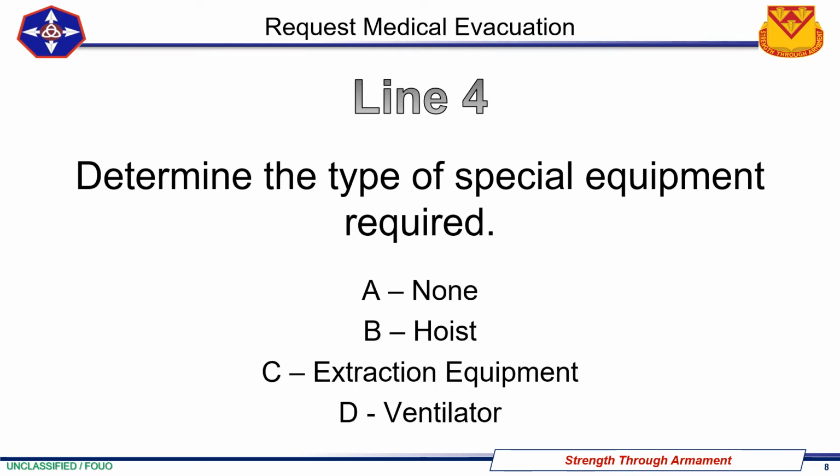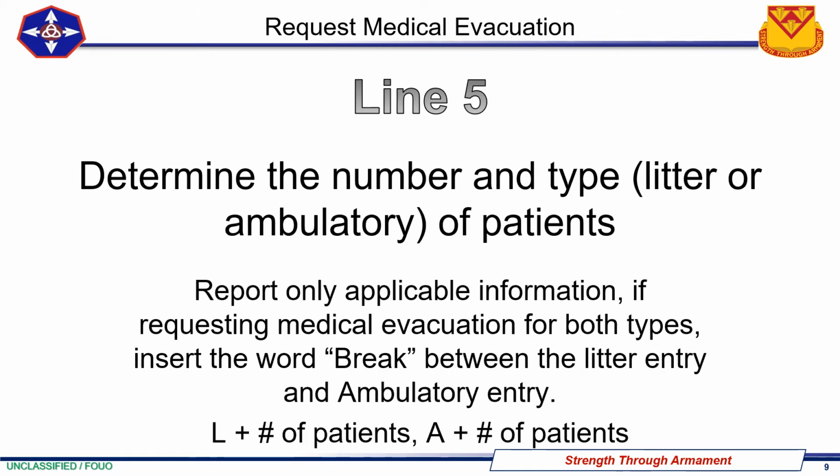Line 4, determine the type of special equipment required. Alpha none, Bravo hoist, Charlie extraction equipment, Delta ventilator. Line 5, determine the number and type of patients, litter or ambulatory. You only need to report this if it's applicable. If requesting evacuation for both types, put the break in between. For litter, it's Lima. For ambulatory, Alpha.